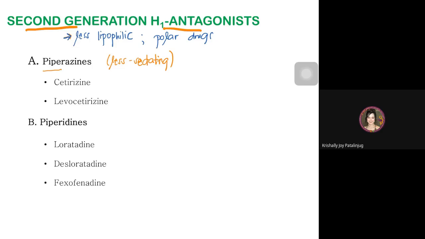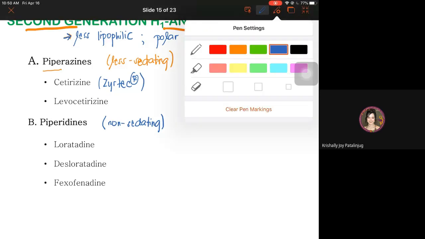Okay, so under piperazines, we have cetirizine, so less sedating. This is marketed under the brand name Zyrtec. Then, we also have levocetirizine, a derivative of cetirizine. Then, this group naman, yung piperidine, sila yung non-sedating group. Example, we have loratadine. Familiar na gid mo ani loratadine.